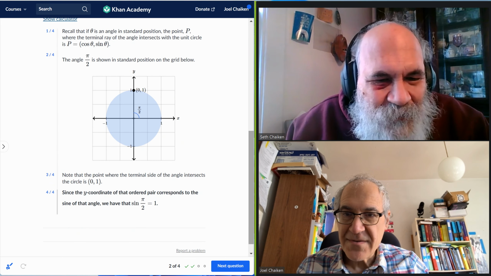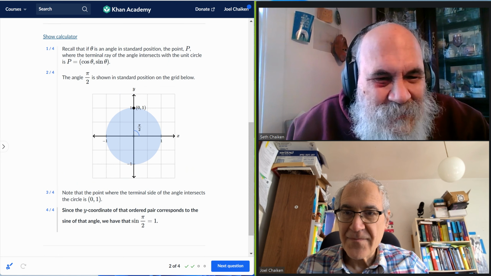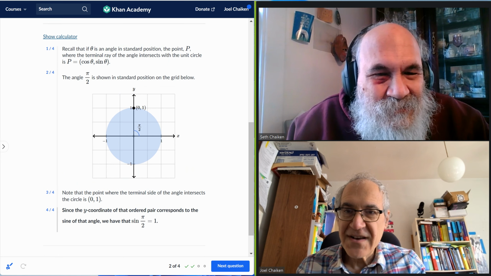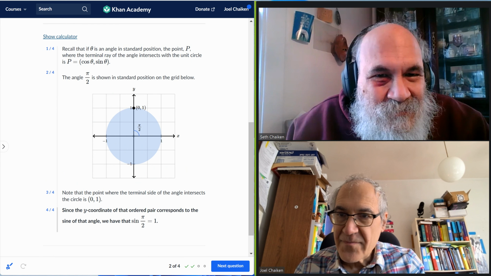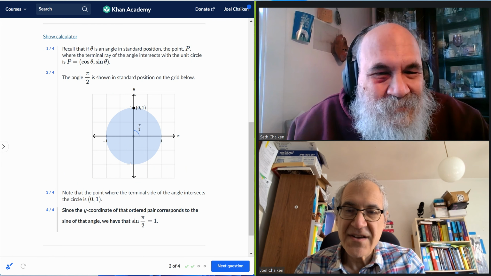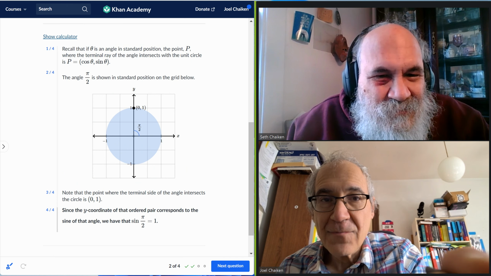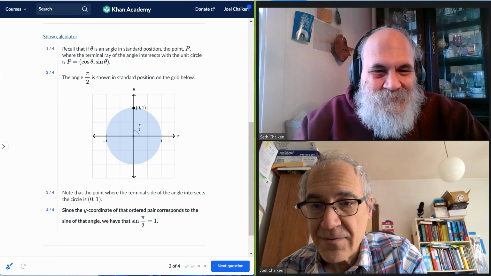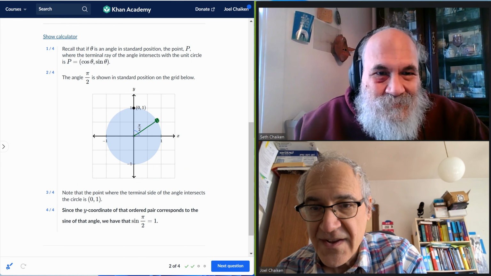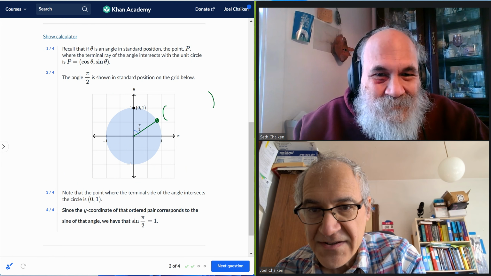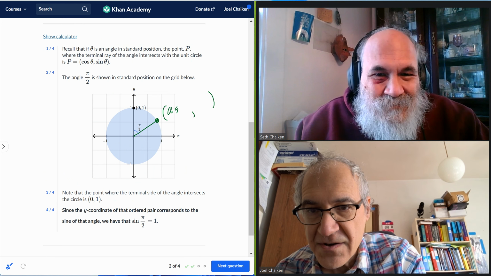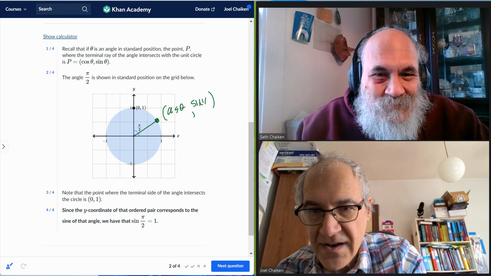Only 4 steps. Notice they drew a unit circle. Recall that if theta is an angle in standard position, point P, where the terminal ray of the angle intersects the unit circle, is the cosine and sine. Oh, we forgot to say that, but Seth said it. All they're saying is what we said: any point you have on the unit circle, this point here in x and y coordinates, is cosine of theta, sine of theta.